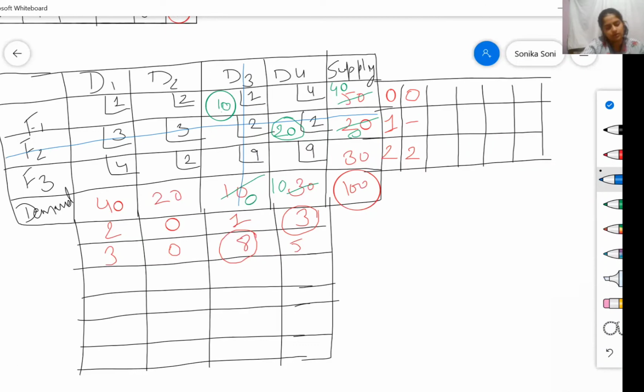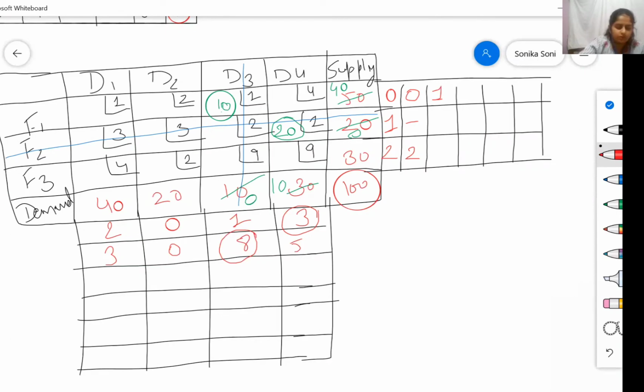Now again for the third allocation we have to go with the penalties. For the F1 row, the first lowest cost is 1 and the second lowest cost is 2, so the difference between them is 1.